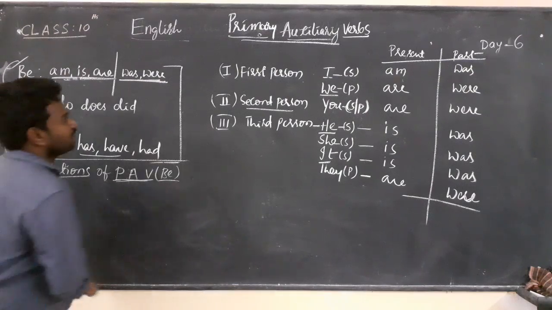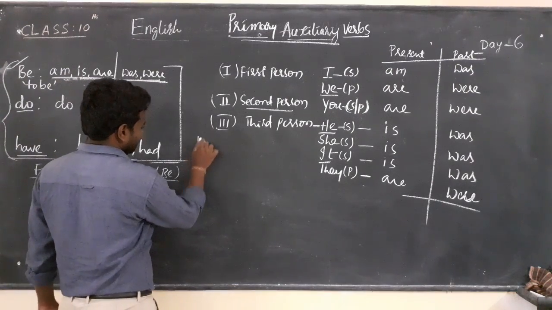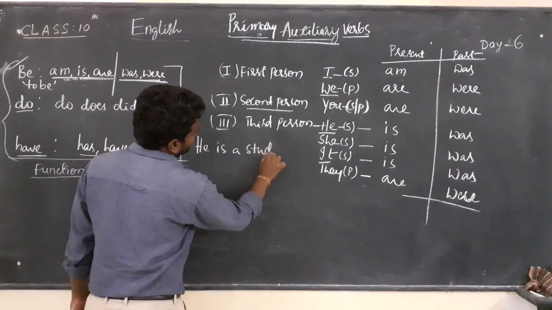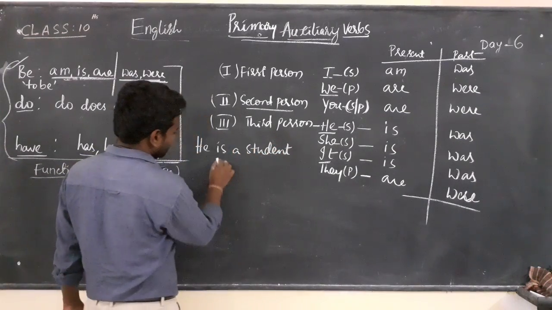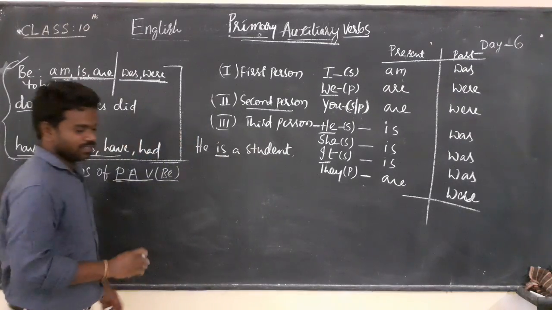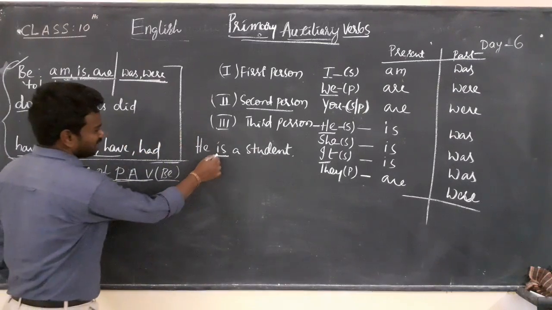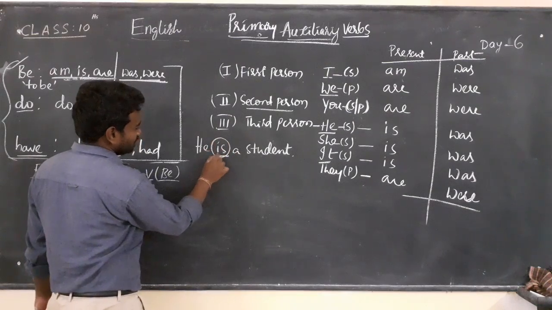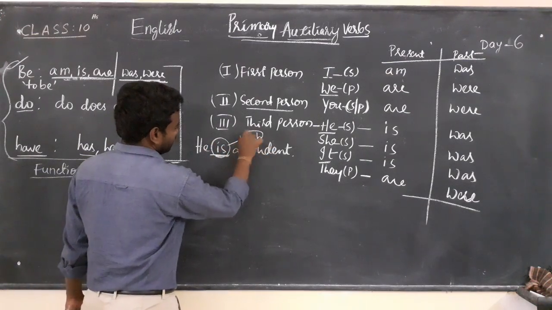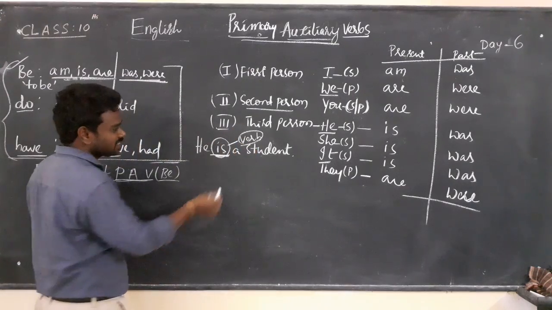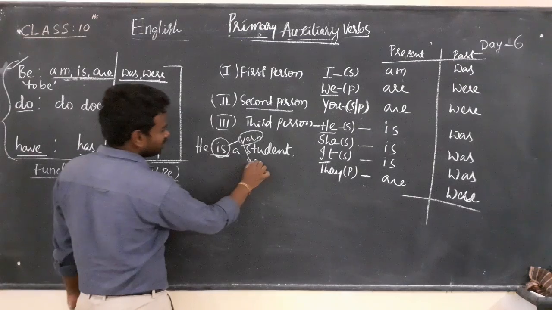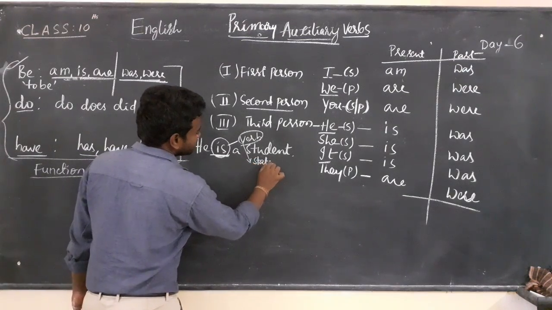So now, for example, I write a sentence. He is a student. He is a student. Is here. Underline the be form here. What is it? Is. So it is also a verb. See, it is also a verb. So in the previous class, in the beginning class, I told you it explains and tells about the state of being, right?